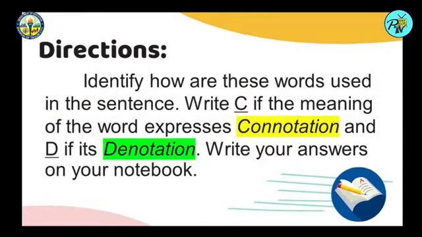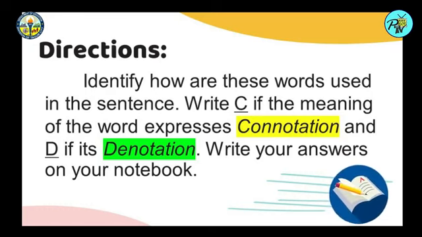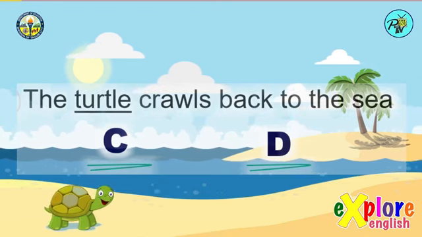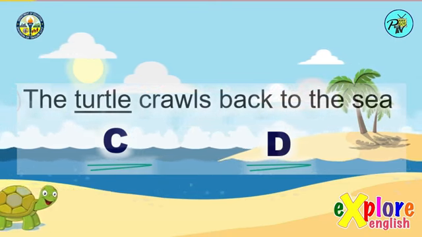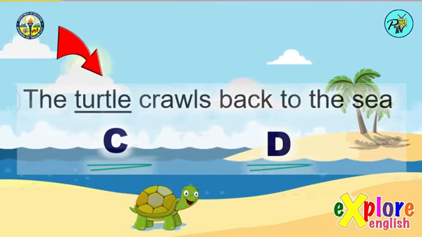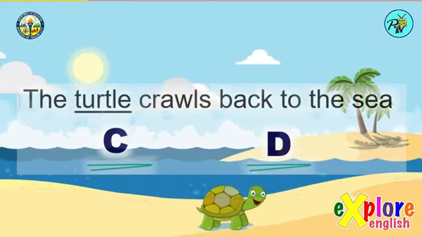Now, let's identify how these words are used in the sentences. Write C if the meaning of the word expresses connotation, and D if it's denotation. Write your answers in your notebook. Let's start. Number 1. The turtle crawls back to the sea. How is the word turtle used? Is it connotation or denotation?